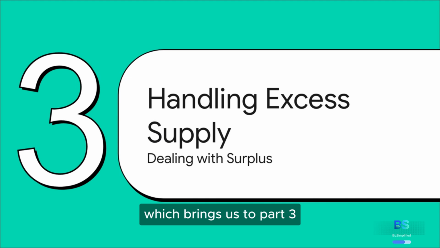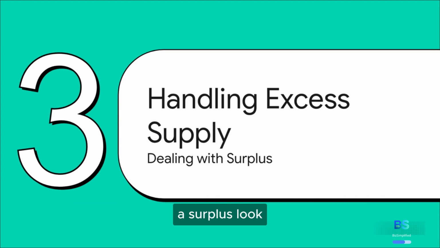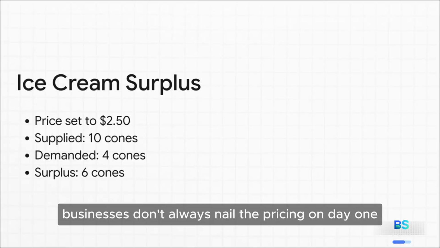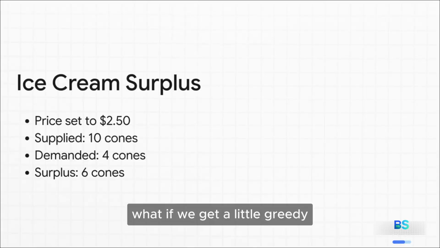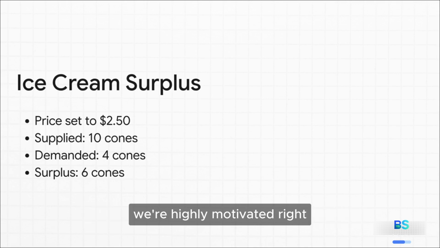Which brings us to part three, handling excess supply, or as it's better known, a surplus. Look, businesses don't always nail the pricing on day one. What if we get a little greedy and price our ice cream above that equilibrium sweet spot? Let's say we set the price at $2.50. We're highly motivated, right? So we are eager to supply 10 cones.